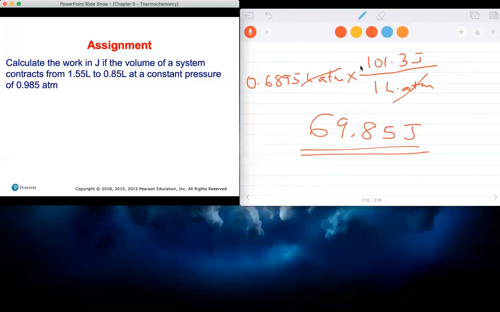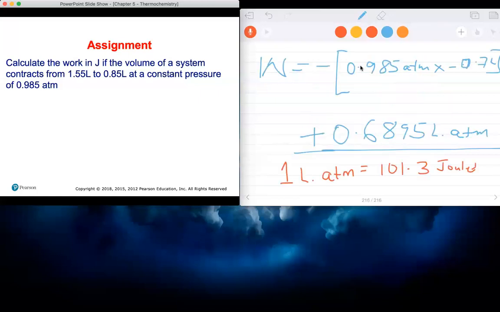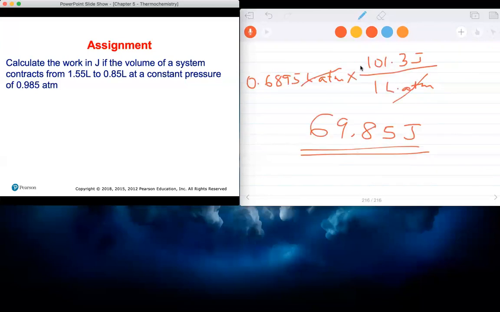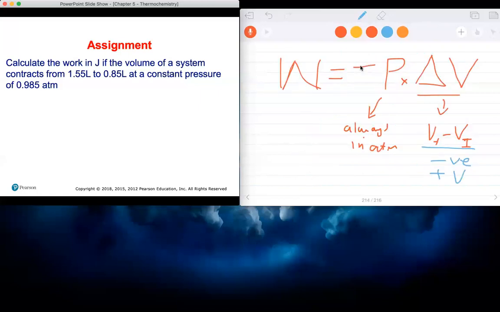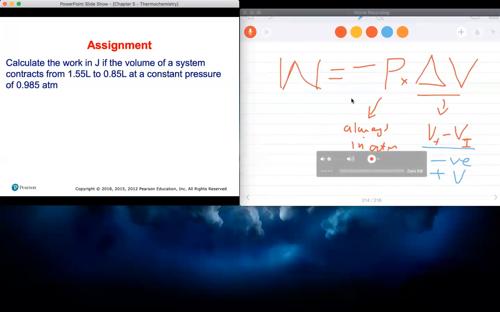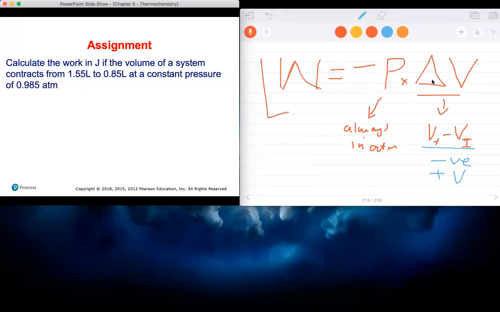Andrew, how did you get 0.7 for that again? Did I say 0.74? Let me go back. No, this is liters, not 4. It is final minus initial. You see, from this equation, Andrew, look at my whiteboard, this is the equation for calculating work, calculate the work in joules.